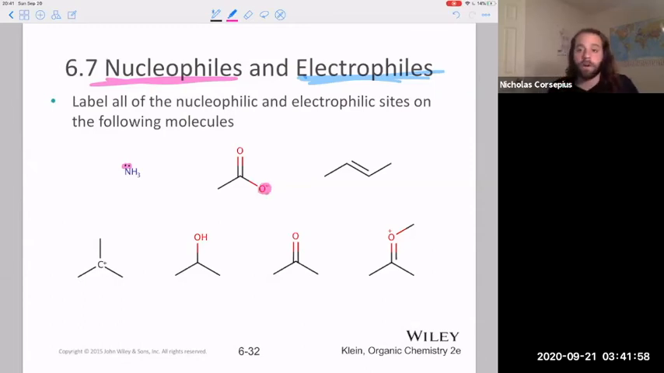Negative charges are great nucleophiles, right? They really want to find a positively charged nucleus. That would be an example there. And we said double bonds. This might be the most counterintuitive one. We'll see when we get to this point. But these will also be nucleophiles, okay?